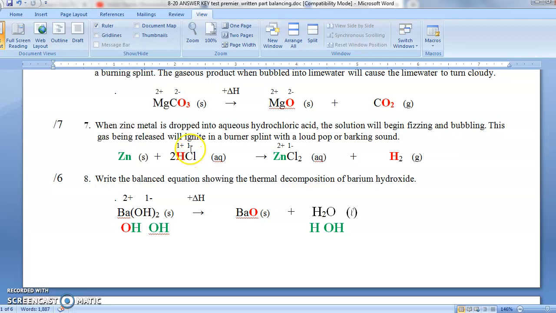The chloride ion here, chlorine, is in family 7. It is a halogen. Family 7 has 7 valence electrons. They need 1 more to get 8. So they want to become 1-.